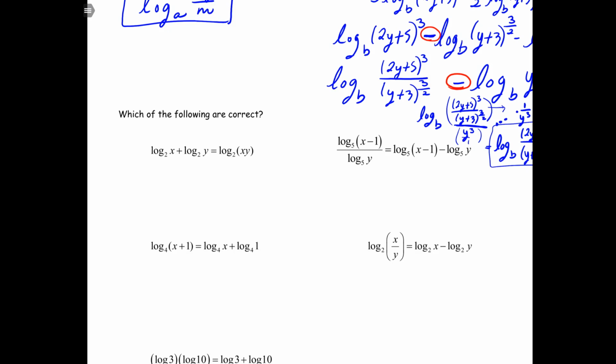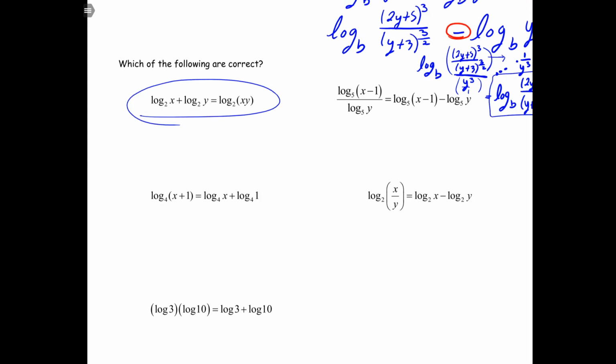Now, the first one here, is this correct or is it incorrect? Correct. Beautiful. How about the next one, correct or incorrect? Incorrect. Can someone raise their hand and tell me what you could have done? Jeremiah? Like what could you do to make it true? Oh, you just make it log base 4 of x. Yeah, log base 4 of x times 1, aka x, would equal log base 4 of x plus log base 4 of 1.